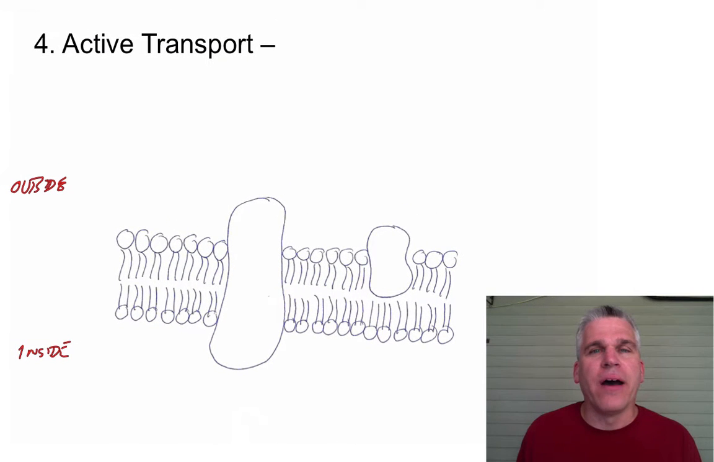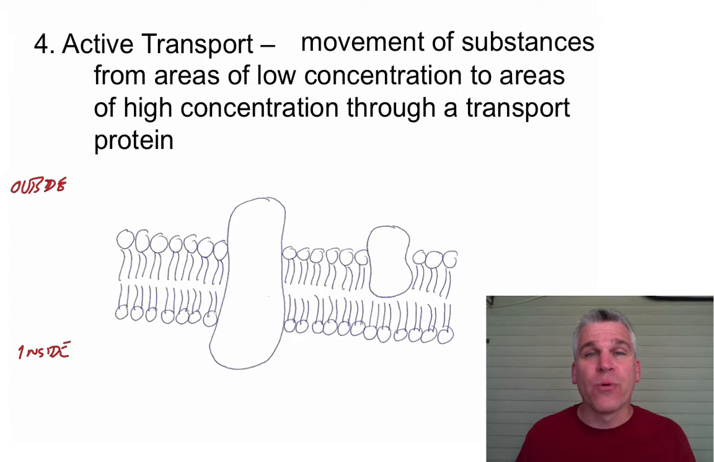The next type of cell transport is active transport. Now, active transport is almost the exact opposite of facilitated diffusion. Here, substances are going to move from areas of low concentration to high concentration. Facilitated diffusion was high to low. This is low to high. And again, it has to go through a transport protein. It's kind of like the cell's pump, if you will.